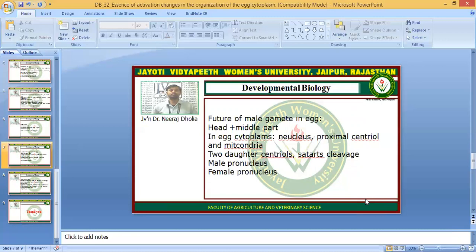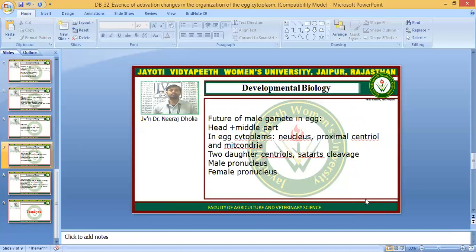First of all, in the egg cytoplasm, only three components of the male gamete will survive, the rest will dissolve. What are the three components? One is the nucleus, second is the proximal centriole, and third is the mitochondria. Only these three components of the male gamete will survive in the egg cytoplasm. Further, the proximal centriole is divided into two daughter centrioles, and they start the cleavage divisions in the egg cytoplasm.